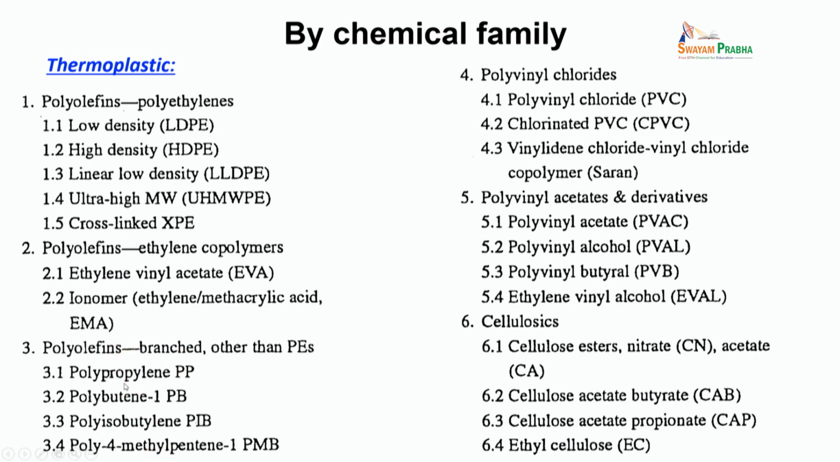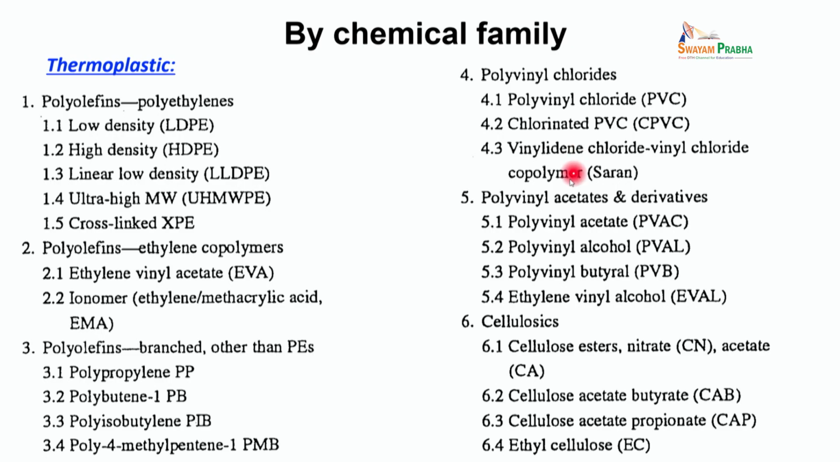Then you have something called PVC, polyvinyl chlorides. Within polyvinyl chloride, you can again have certain varieties and categories. You have polyvinyl chloride, and then chlorinated PVC, called CPVC, and then vinylidene chloride and vinyl chloride copolymers. You can also make a copolymer of PVC.